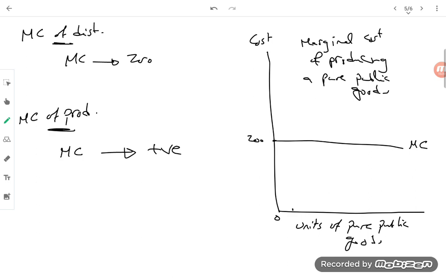Let's take an example in order to be able to understand. But before this, what's a pure private good? Then we have to take an example in order to compare between pure public good and pure private good. What's a pure private good?